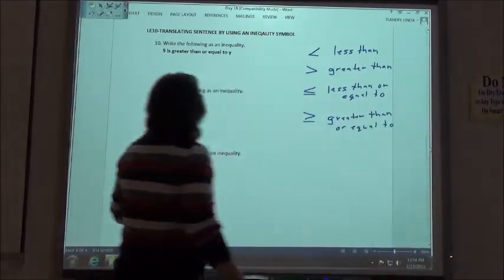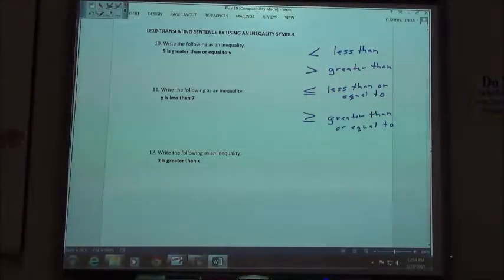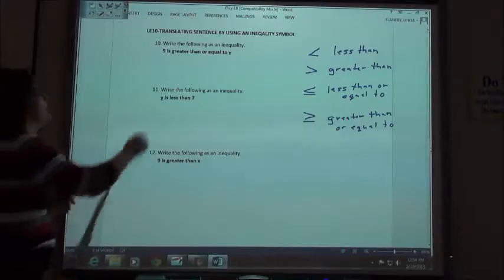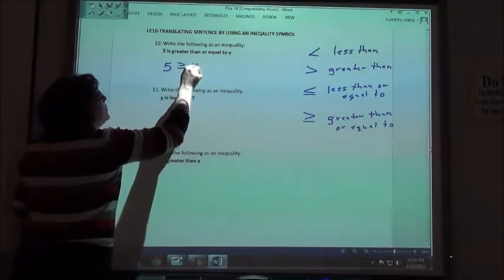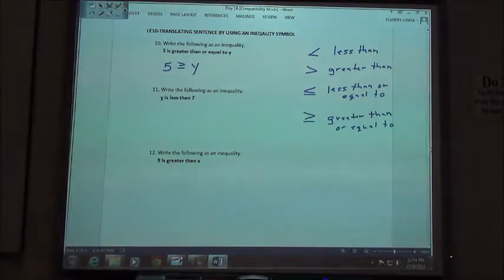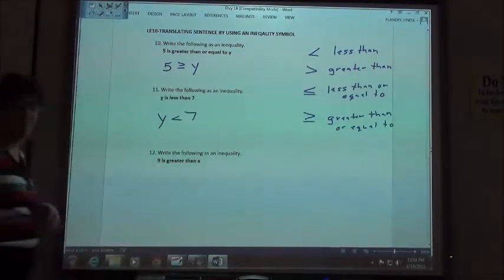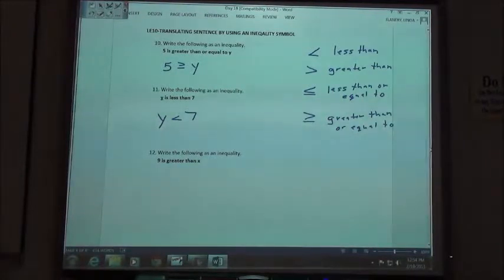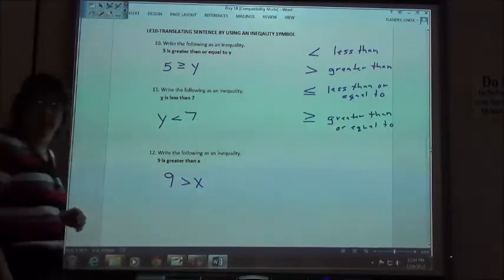So they just want you to translate these from words into the symbols. 5 is greater than or equal to y. Just like it sounds in the order you read it, 5 is greater than or equal to y is hopefully what you had on your paper. Number 11, y is less than 7. And then 12, 9 is greater than x. 9 is greater than x.